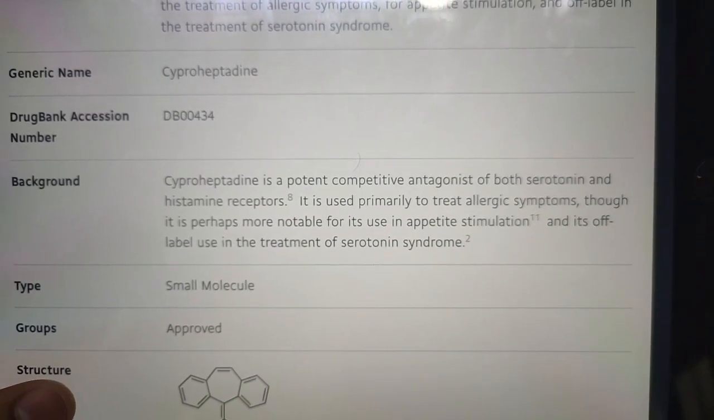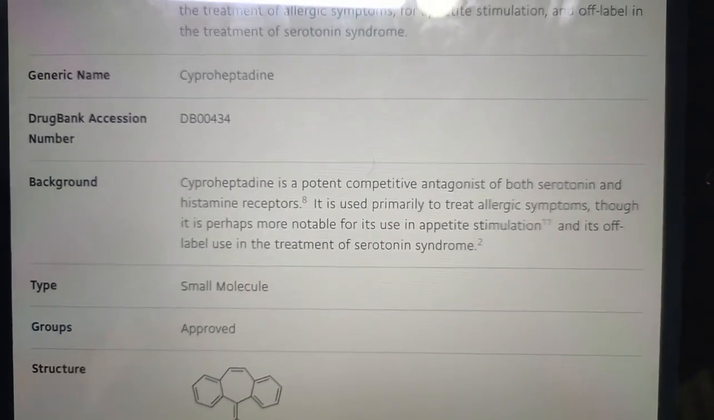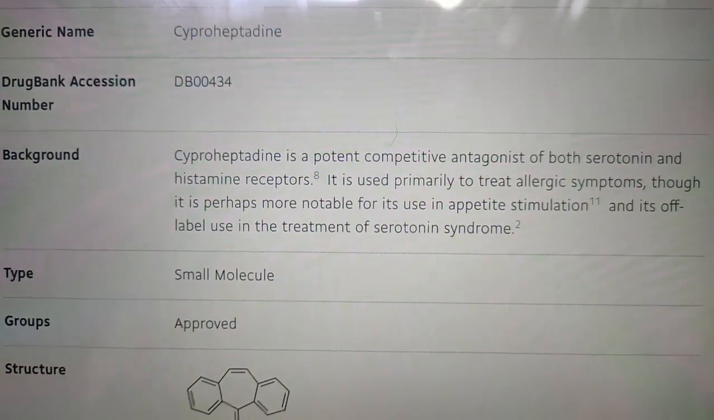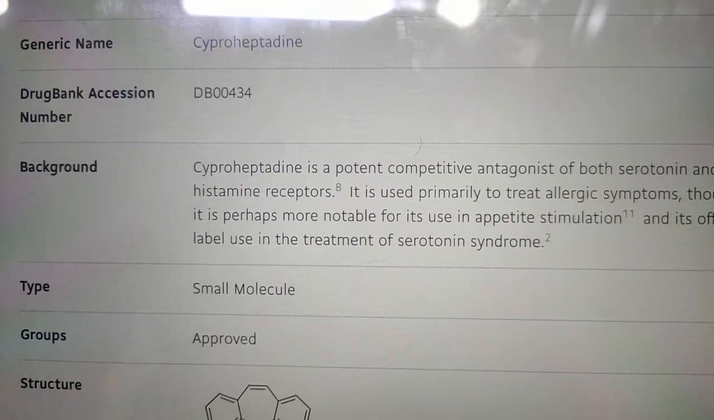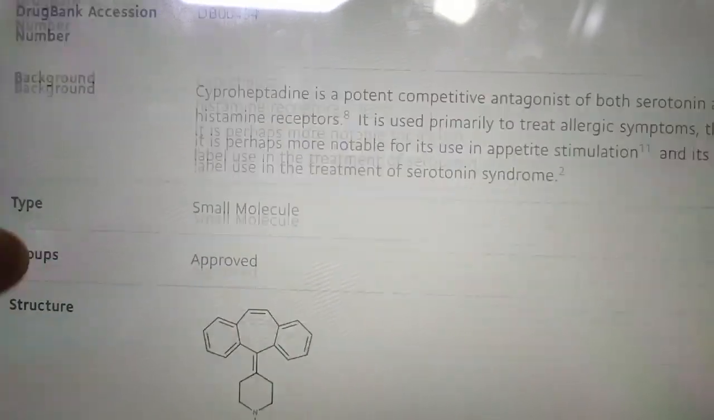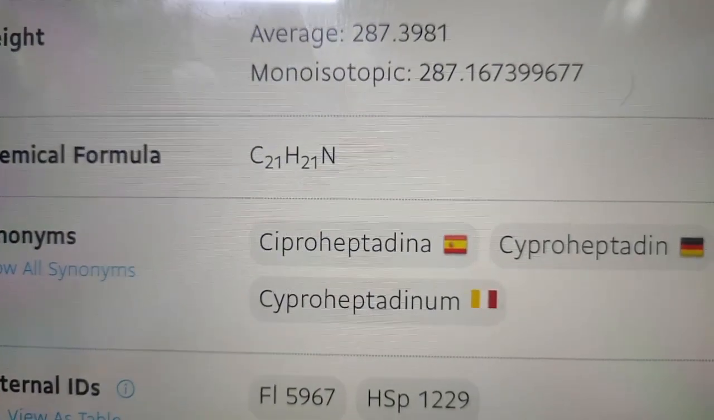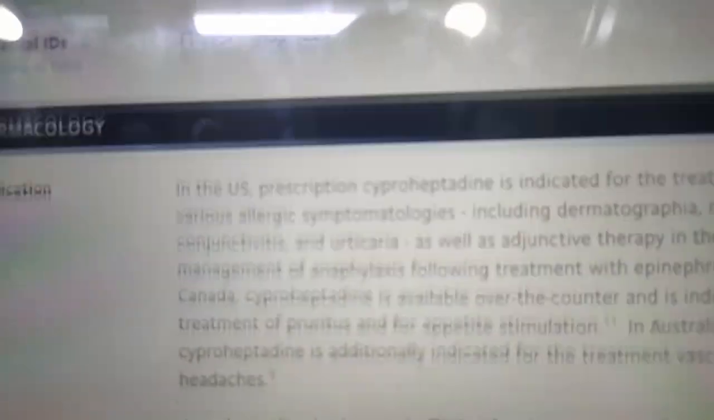Now its background. Cyproheptadine is a potent competitive antagonist of both serotonin and histamine receptors. It is used primarily to treat allergic symptoms, though it's perhaps more notable for its use in appetite stimulation. Now its chemical formula. Its chemical formula is C21H21N.